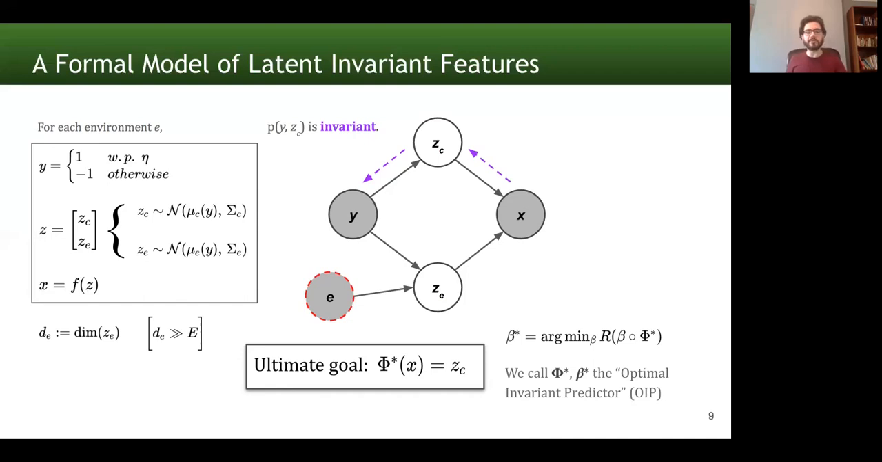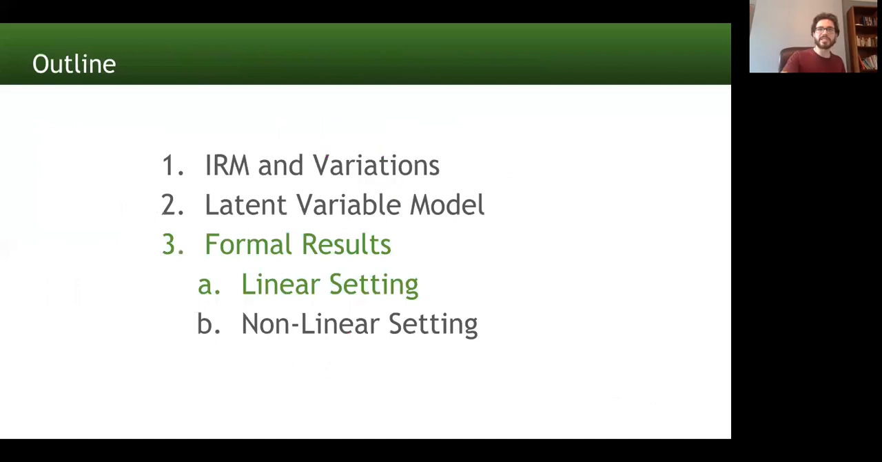Okay, so hopefully this is clear. Just keep in mind the basic idea is that the goal is to recover the Z_C and only the Z_C. And actually this model has given rise to several works already that have done follow-up analysis with this objective. Okay, so with this model in place, we can now finally present the formal results that we derive for how these objectives perform, in particular invariant risk minimization.